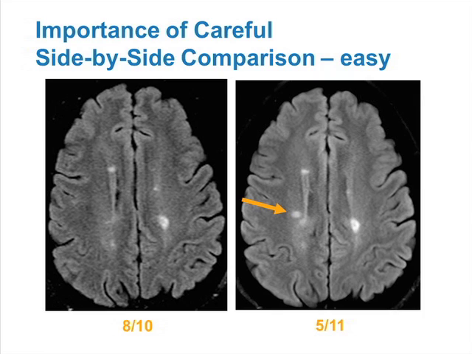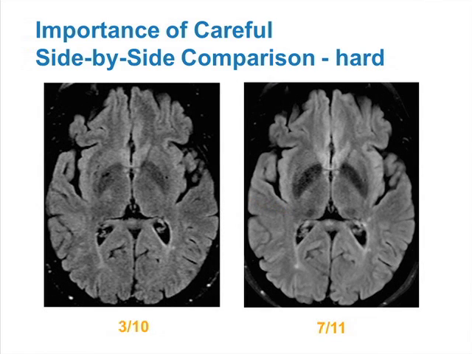Here's an example that's easy. They're well lined up. You can look at all the sulci and see that they match, and you can see the clear presence of a periventricular lesion on the right. This next slide is a harder one to see. They're carefully lined up, but if you look closely, you can see that there is in fact a new lesion, and it's there in the left periatrial area, shown by the orange arrow. And if these were not lined up well, you probably would never see that new lesion.